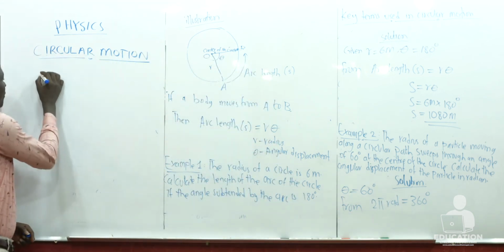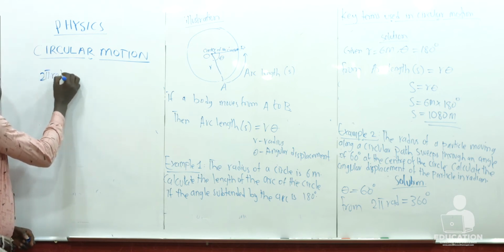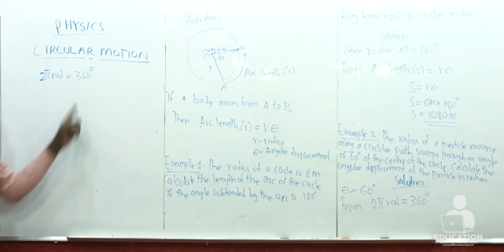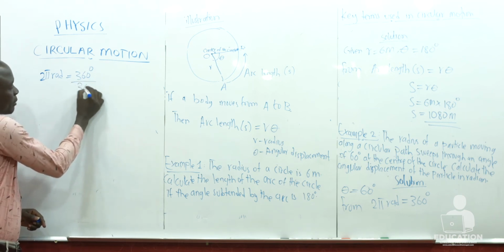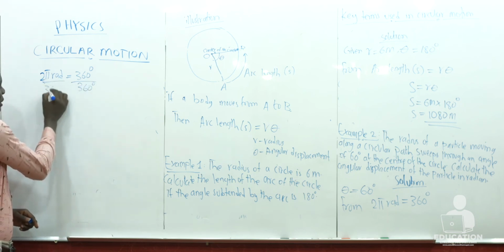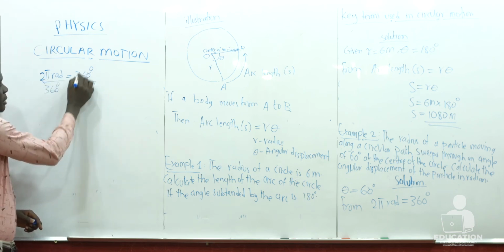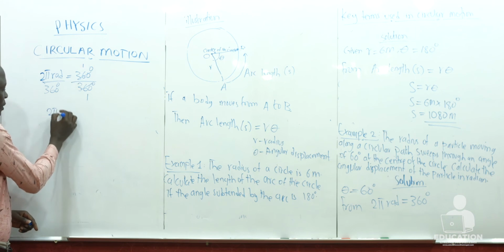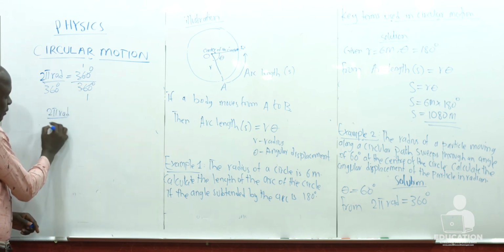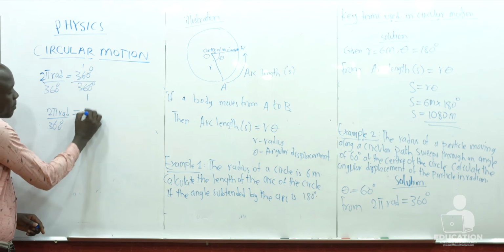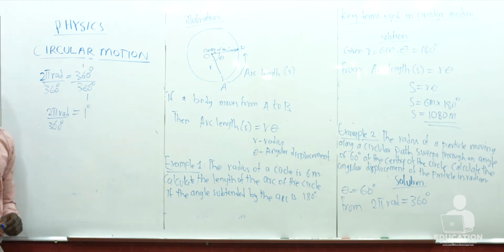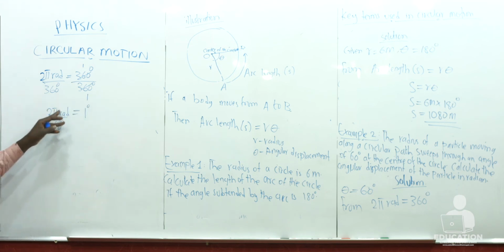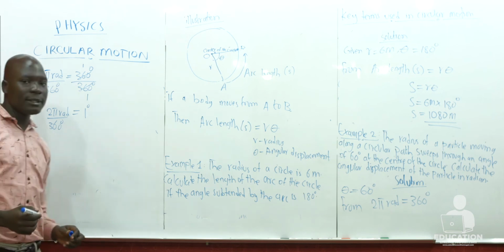So now we have 2 pi rad, which is equal to 360 degrees. But we want to get only 1 degree. To get 1 degree, we divide both sides by 360 degrees. By 360 it goes 1, by 360 it goes 1. So you have 2 pi rad divided by 360 degrees is equal to 1 degree. So now 1 degree is equal to 2 pi rad divided by 360 degrees.